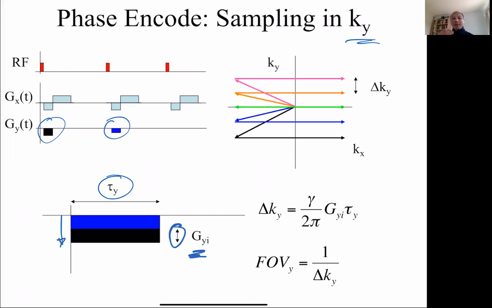That's how much further out we go in K space each time we do a phase encode. So we can say that delta KY is just gamma over 2 pi times that GYI times tau sub y. Typically you're given FOV of y, you can figure out delta KY, and then you'll solve for either GYI or tau sub y.